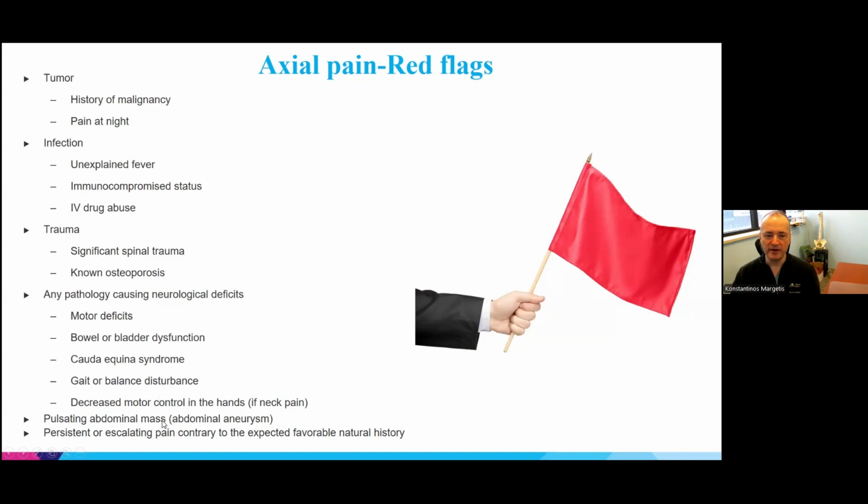And we need to remember that there are also some other pathologies, like an abdominal aneurysm, that can mimic low back pain. So if the pain has a atypical feature, you might want to examine the abdomen. And if the pain does not have the expected natural history, then that should also raise suspicion that there might be something else going on.